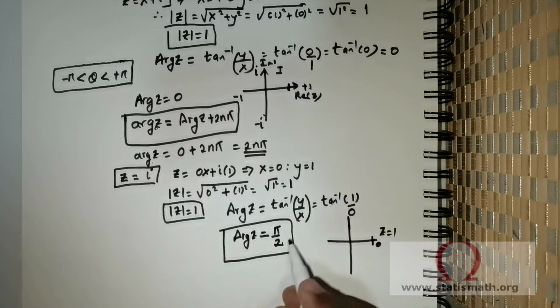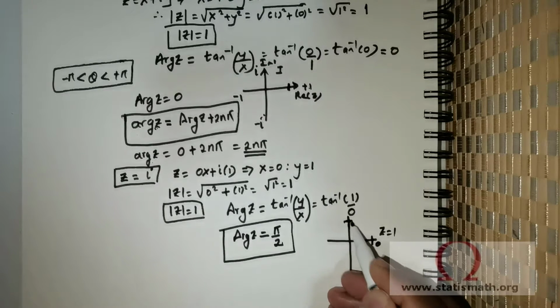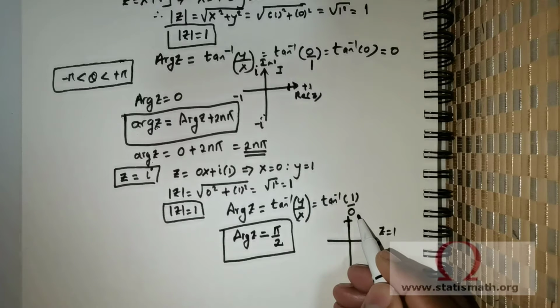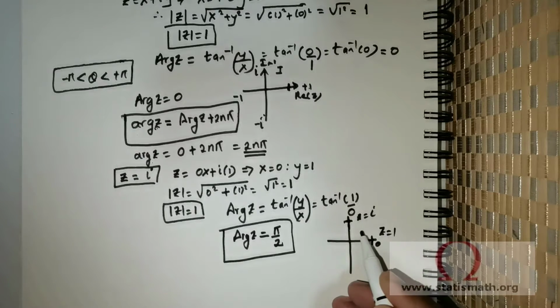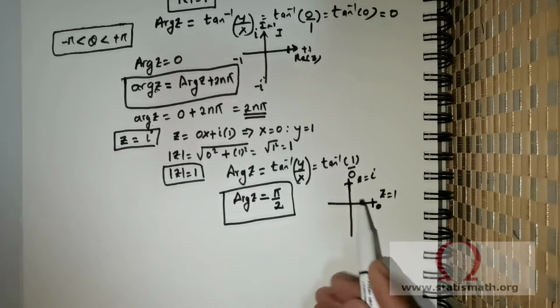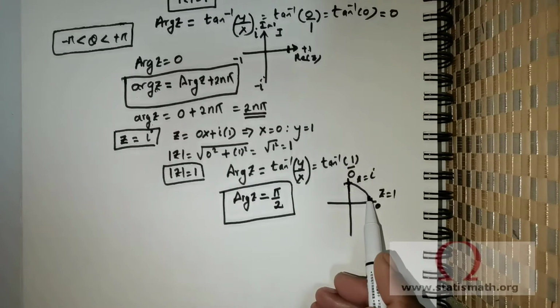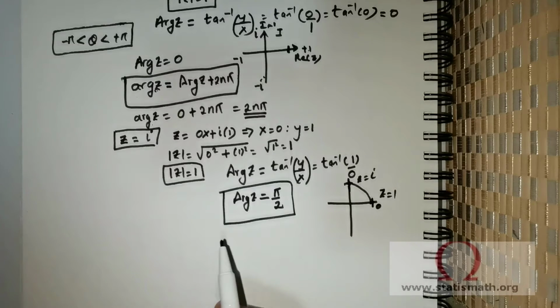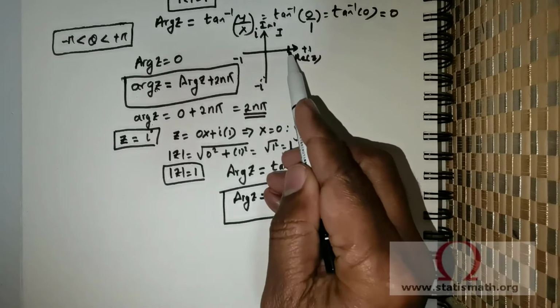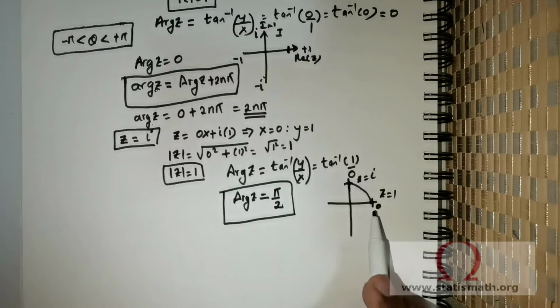Now for pi over 2, this exactly hits at this particular point, which in this case is z equal to i. So this will be 90 degrees. Okay, so I have that in mind. So these 2 points can be connected. Initially I started with just a point. Now I'm able to get the first quadrant.